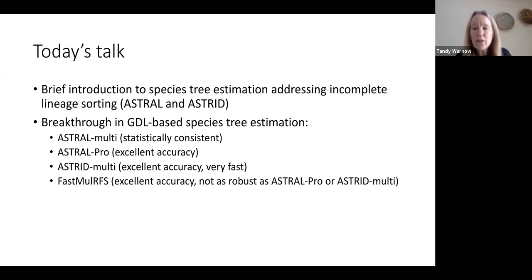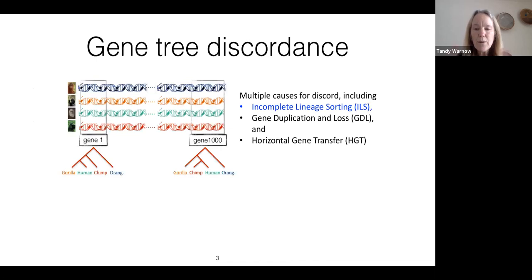So I'm going to show you results comparing these methods on simulated data, okay? I'm going to start by talking about incomplete lineage sorting. Remember this thing about gene tree discordance due to incomplete lineage sorting? This actually happens specifically with rapid radiations, and human, chimp, gorilla, and orangutan is one example where it happened.